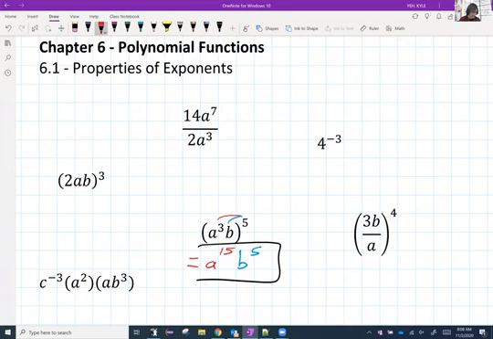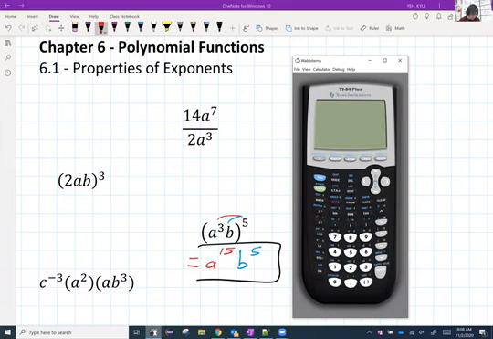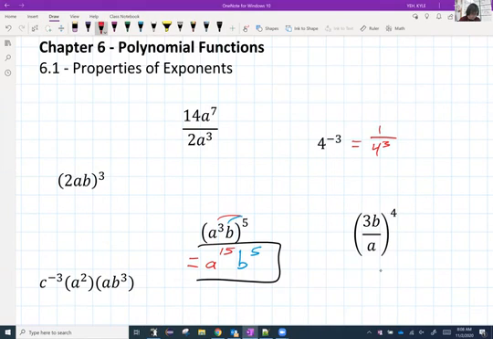What is 4 to the -3rd power? Well, that would be 1 over 4 to the +3rd. 4 to the +3rd, 4 times 4 times 4. If we're not sure, I might use that calculator, 4, the caret to get up there. 4 to the 3rd power is 64. So this is 1 over 64.